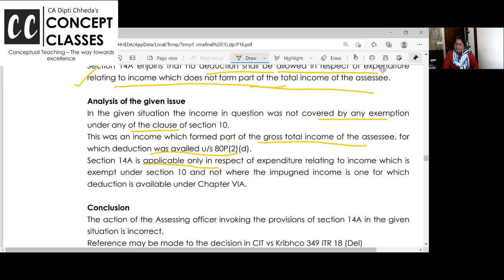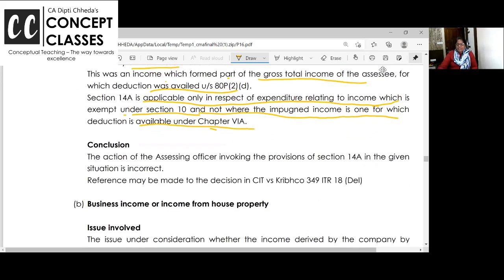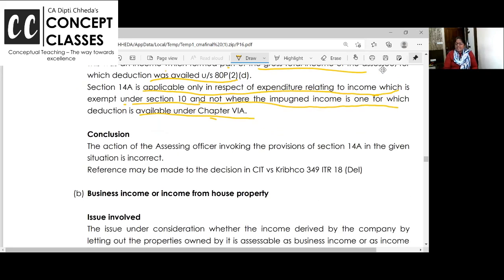Section 14A is applicable only in respect of expenditure relating to income which is exempt under section 10, and not where the income is one for which deduction is available under chapter 6A. Analysis: section 14A is applicable only in respect of exempt income and not to income which is taxable, and then you get chapter 6A deduction. So the conclusion is the assessing officer invoking the provisions of 14A is incorrect. Reference may be made to CIT versus CRIPCO and all.